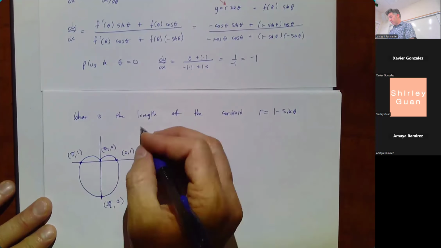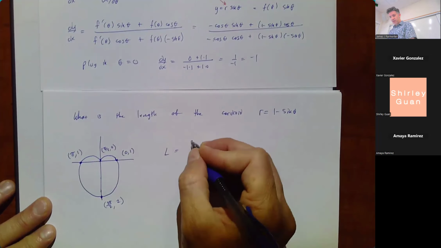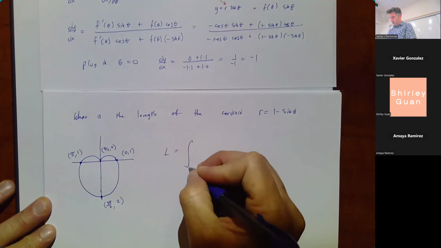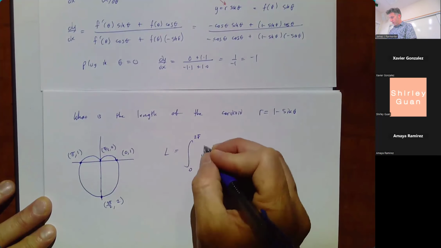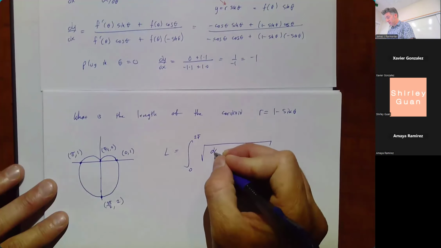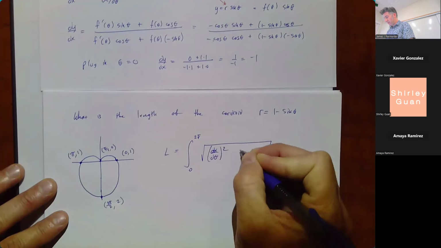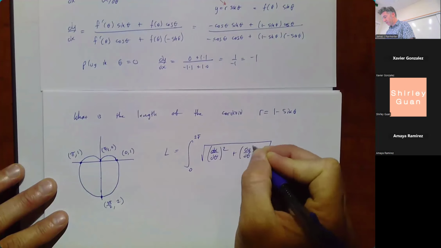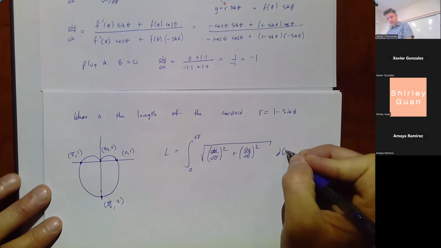So then the length of this cardioid is going to be the integral from 0 to 2 pi of the square root of, well, it's the usual length formula, done the parametric way. It's the typical length formula where it's the square root of either 1 plus dy dx squared or 1 plus dx dy squared, or when it's parametric, dx dt squared plus dy dt squared, or when it's parametric in terms of theta, dx d theta squared plus dy d theta squared, d theta.